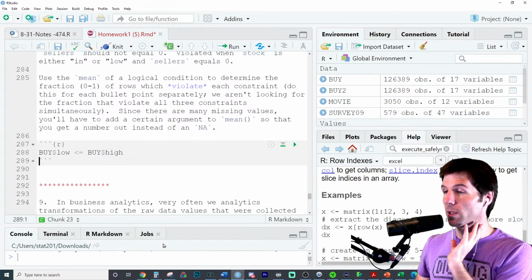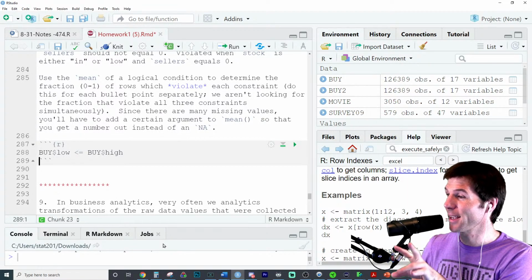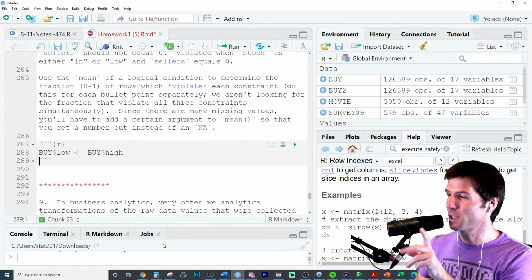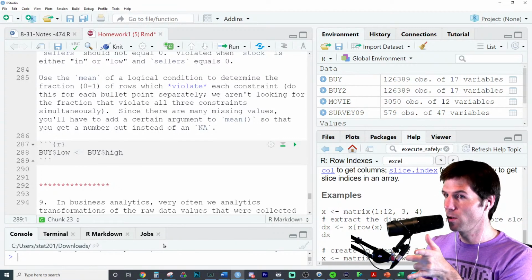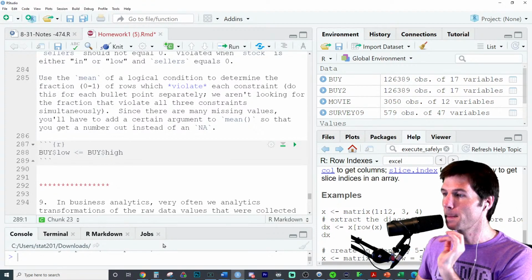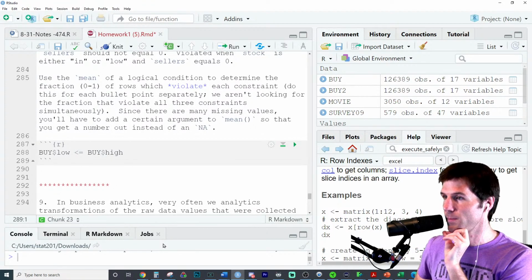So think about what this code will give us. I'm not asking the whole thing. Just think of what type of thing it'll give us as output. When I run the vector low is less than or equal to the vector high, what will the output be?